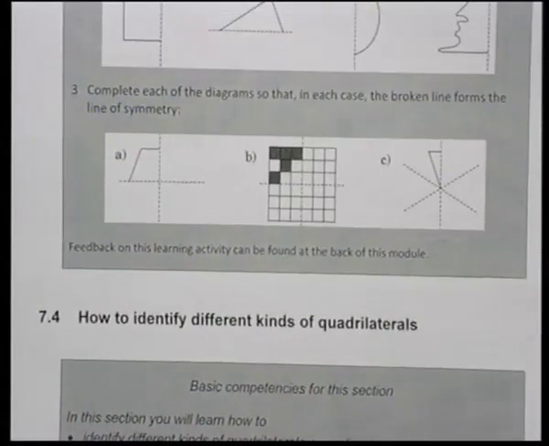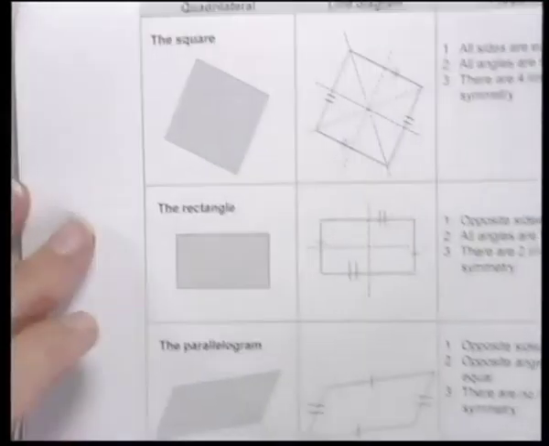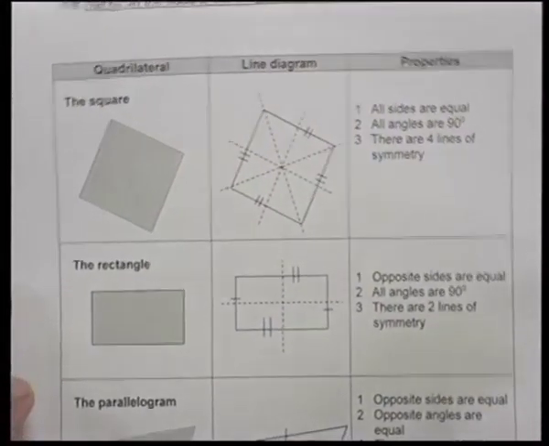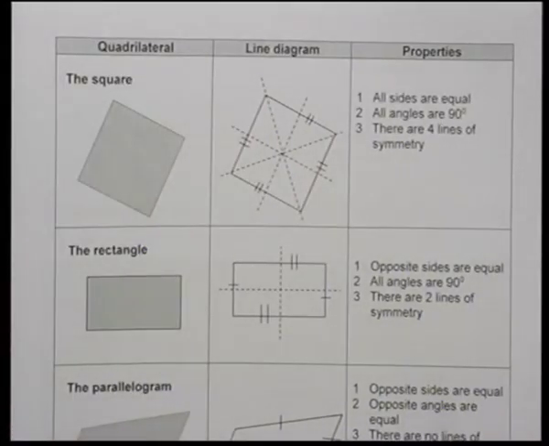How to identify different kinds of quadrilaterals. Quadrilaterals are also very nice for the learners to do. They start doing this even in grade 1. The square with the lines of symmetry. There you see all the lines. Rectangle. The parallelogram does not have any lines of symmetry.